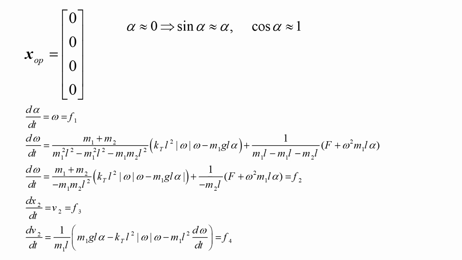Let us write those four equations. Let us first take the f1 function, our first equation. This will remain as it is because here there is no place where we can utilize this property. So it remains as it is.